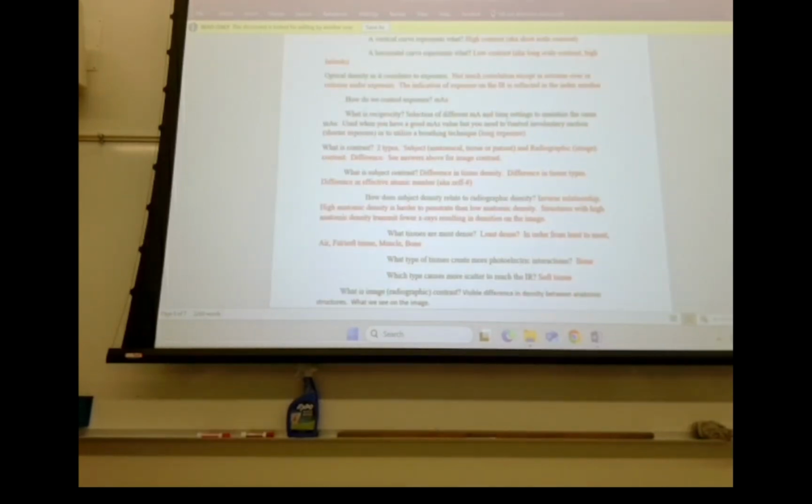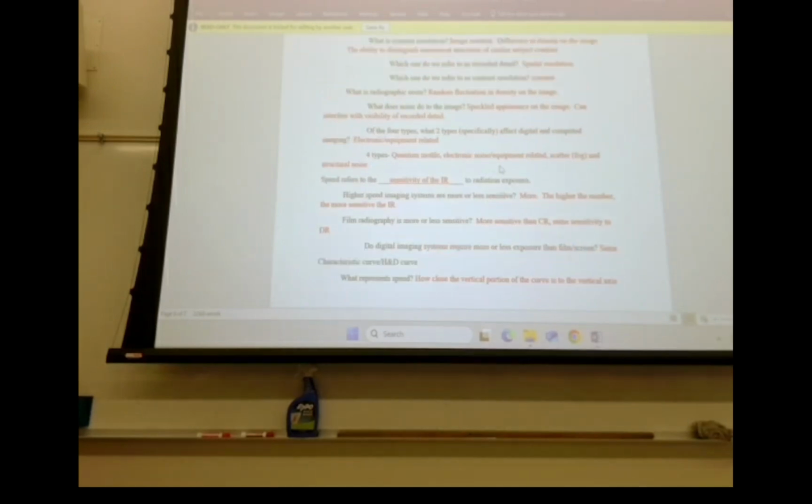Reciprocity, remember what that is. It's manipulation of mA and time to maintain the same mAs, and we use that in two different ways. One is to reduce motion artifact, and that would be to increase mA, decrease time, right? And we also use it to take advantage of motion artifact, and that would be in things like breathing techniques, wagging jaw, Ottonello method.